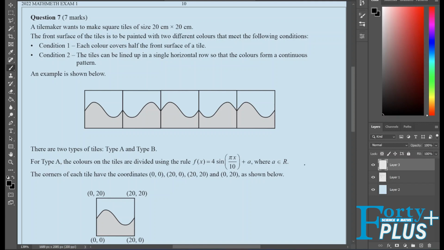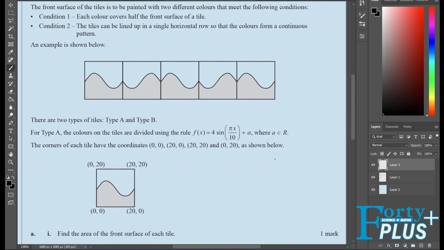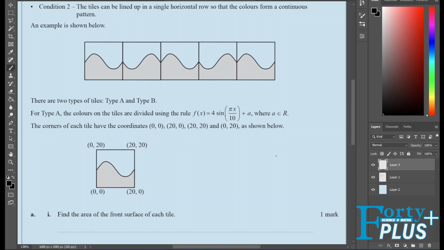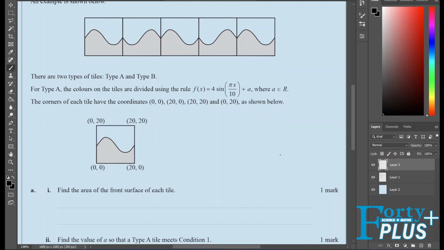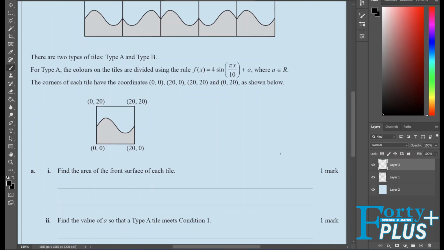There are 2 types of tiles, type A and type B. For type A, the colors on the tiles are divided using the rule f of x equals 4 sine pi x over 10 plus A, where A is an element of real numbers. The corners of each tile have coordinates (0, 0), (20, 0), (20, 20), and (0, 20) as shown below. Find the area of the front surface of each tile.